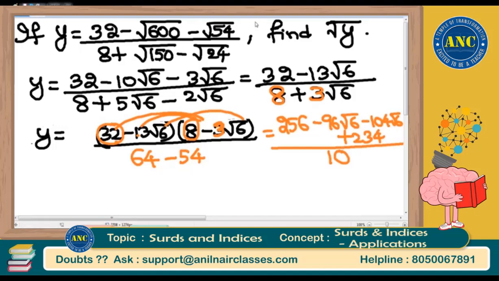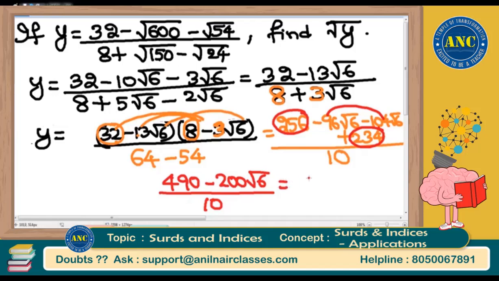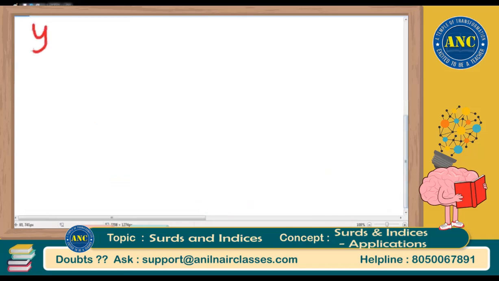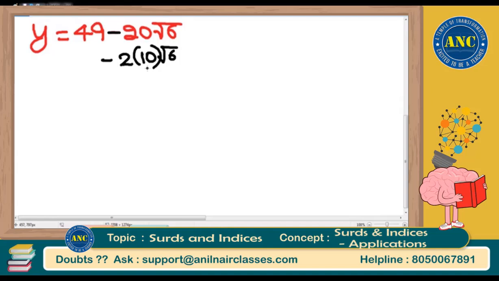Now again simplify further. 256 plus 234 is 490, minus 96 minus 104 is 200 root 6, divided by 10. 490 by 10 is 49. 200 by 10 is 20 root 6. So my y value is now reduced to a very easy expression, 49 minus 20 root 6. Now you know how to express this further. Write it as 2 into 10 root 6 or so, whatever you want.